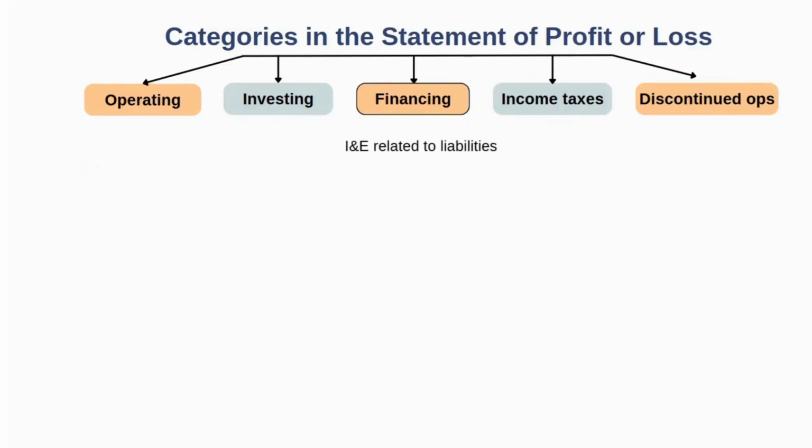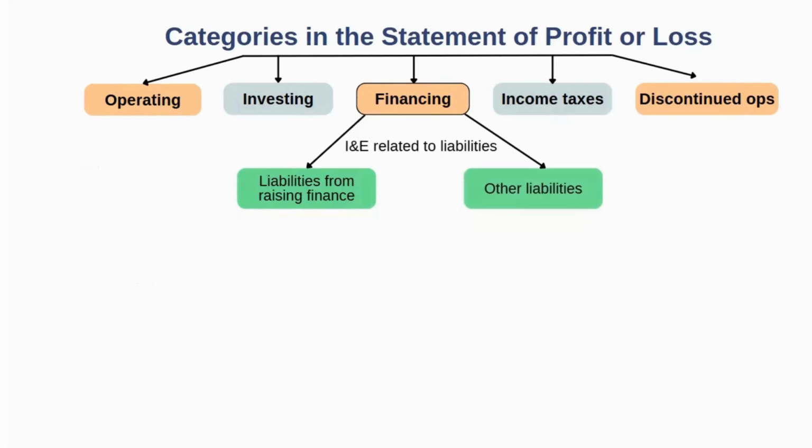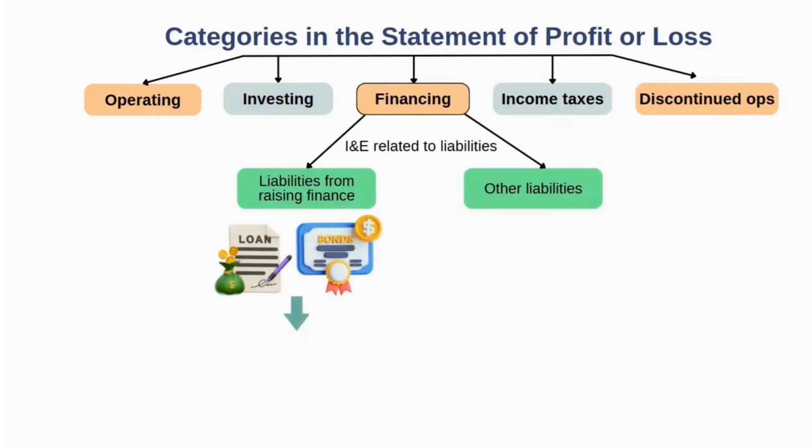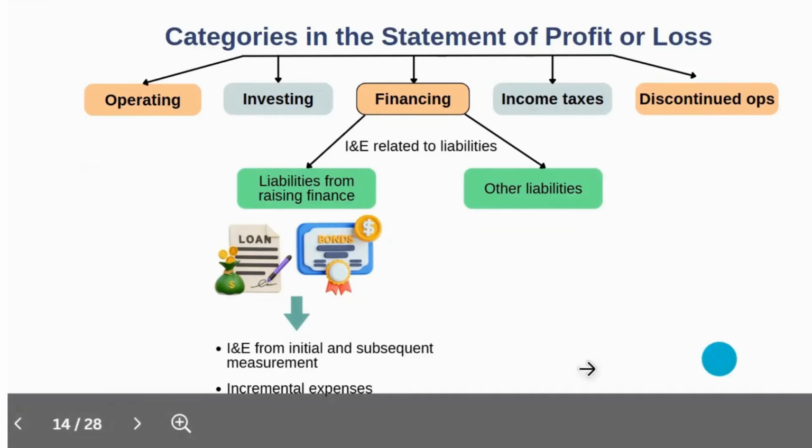Now let's look at financing. Income and expenses related to liabilities should be classified under the financing category. We have two types of liabilities: liabilities from raising finance and other liabilities. The liabilities from raising finance are such as loans and bonds, and if we have them, we have income and expenses from initial and subsequent measurement, and also incremental expenses like transaction costs. These should be categorized under financing.